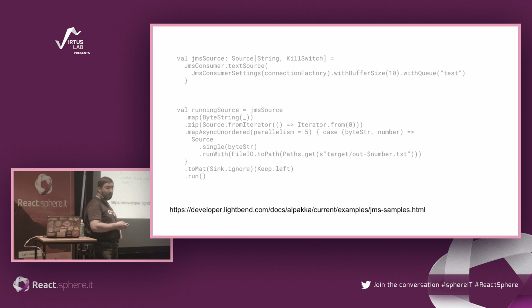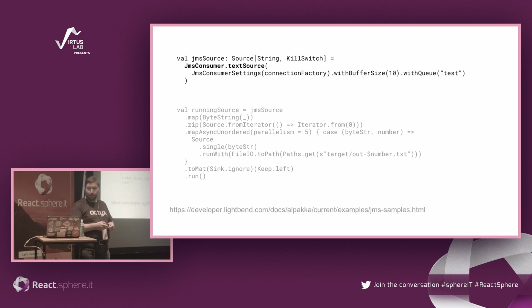All right, so let's walk through an example. That's a code, actually just one of the samples that you can access at the web page. And it starts with JMS source. So this is an Akka stream source that basically says JMS consumer text source, and you need to configure it with JMS consumer settings. So you say buffer size and queue. This is kind of important because that's the buffer that's going to sit between you and the JMS queue. Buffers are quite important in the Alpakka world because of back pressure, but we'll get to that in a minute.